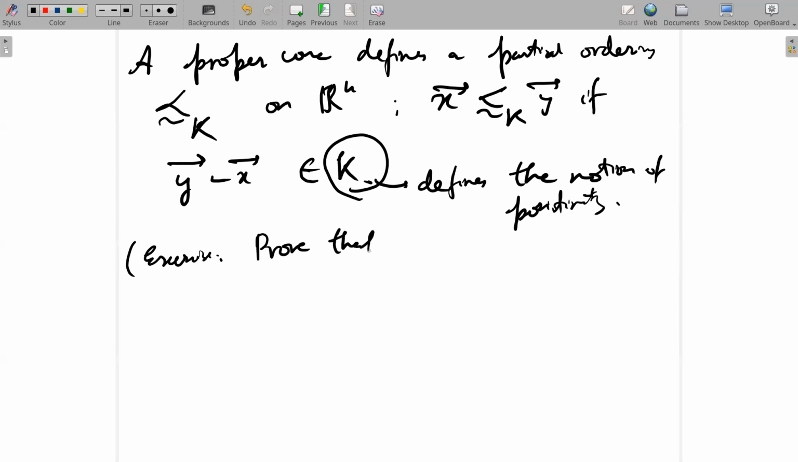So today actually I'll post an assignment. These exercises which I have been mentioning will be part of that assignment.